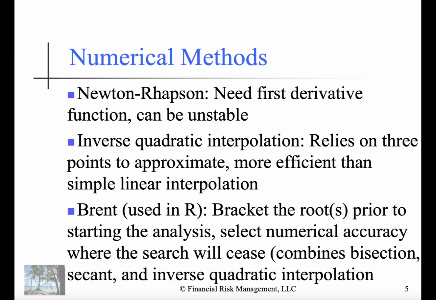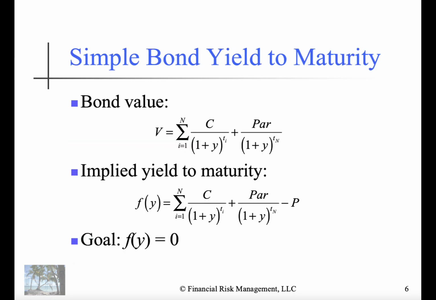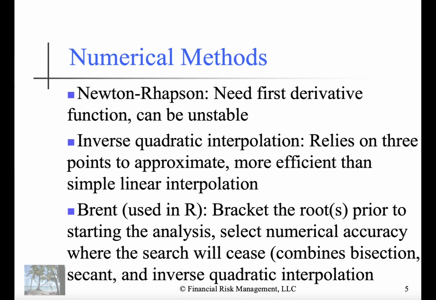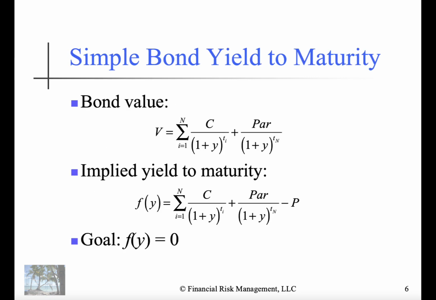Brent, which is often used in R, brackets the roots prior to starting the analysis and selects the numerical accuracy where the search will cease. It's basically a combination of bisection, secant, and inverse quadratic interpolation. For our purposes in modern technology, R provides several methods to find the implied parameter, and so it's really not that important to dive deep in this issue unless you run into some problems.